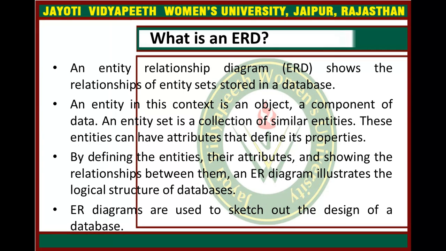This shows the relationship of entity sets stored in the database. An entity in this context is basically an object, a component of data. An entity set is a collection of similar entities, and these entities can have attributes that define their properties. For example, name is the entity and the attributes are the first name, middle name and the last name.